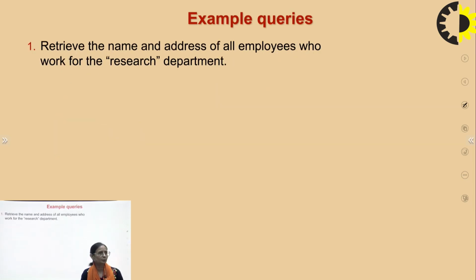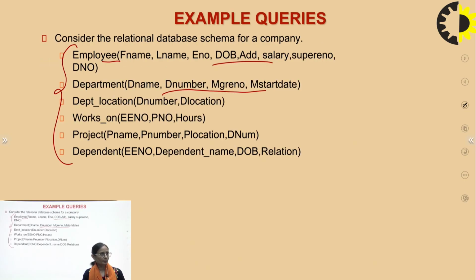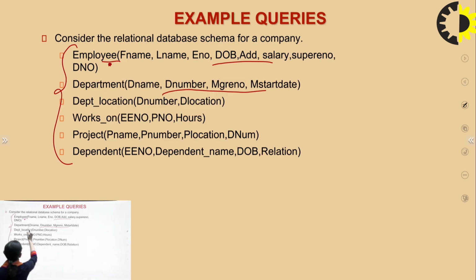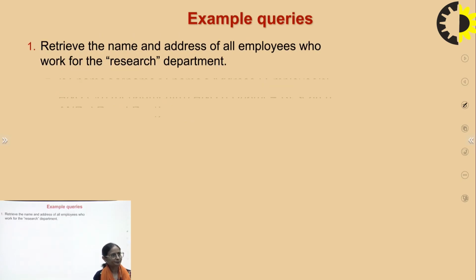So the very first example is: retrieve the name and address of all the employees who work for the research department. That is the name and address of all employees. If I look at this, I need the employee relation, and I need the research department. So my output is coming from 2 different relations. In the first query, one is from employee and another one is from department.